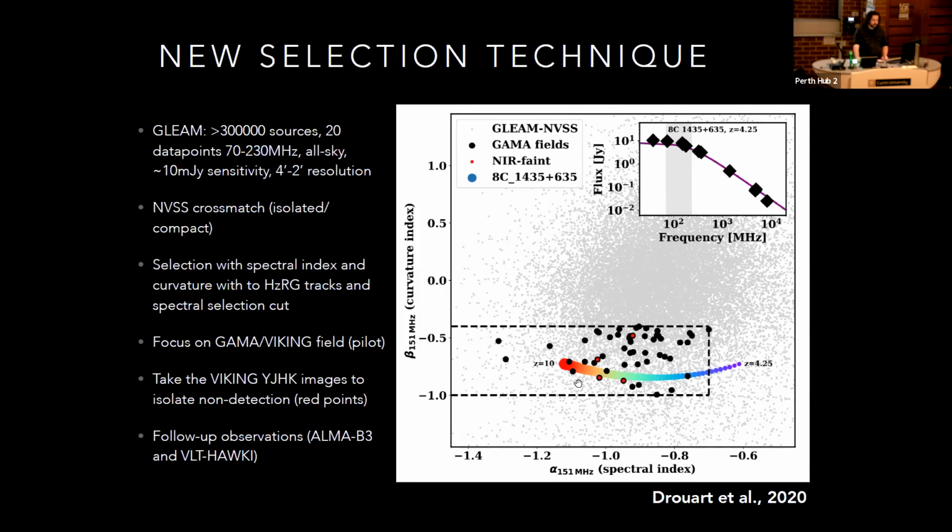By focusing on the GAMA fields and selecting sources which are not detected in VIKING, you have something radio bright, curved and not detected in the infrared. They're all the hallmarks of something at high redshift. Since they're faint in the near infrared, regular near infrared spectroscopy is not going to help you. It would require two to three nights of integration for a single source. And as we were talking about, with many candidates you want something cheaper. That's why we went to something else.